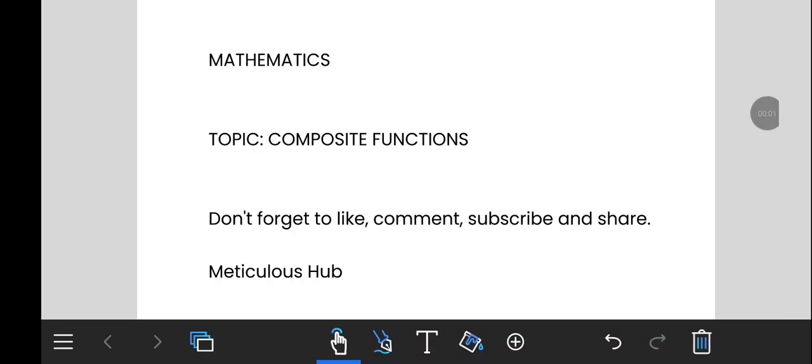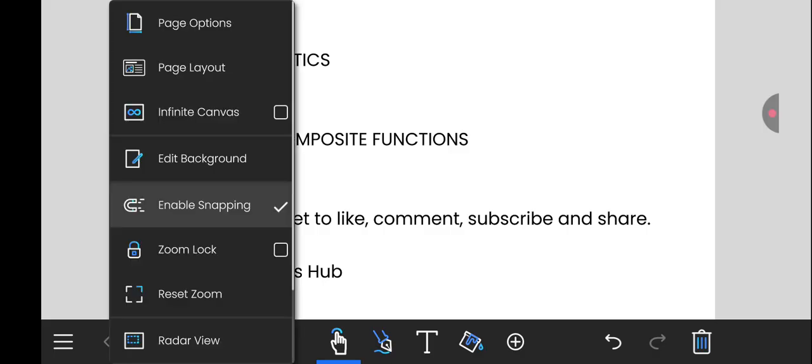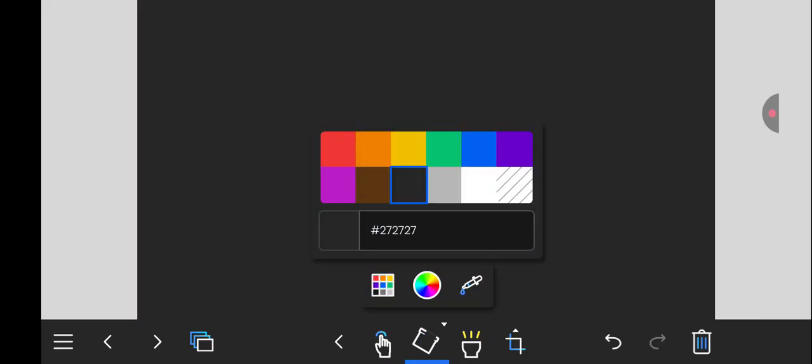In this tutorial, we're going to look at composite functions. We'll basically know what composite functions are even before we can delve into answering questions on composite functions. So what is a composite function? Let's first understand what a composite function is, even before we can get into details.